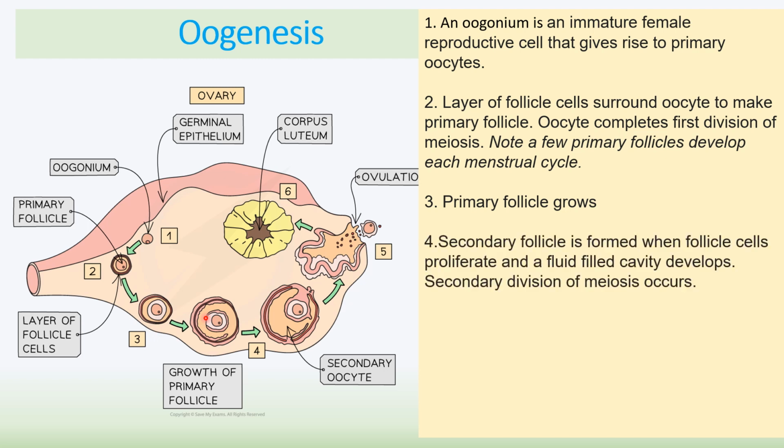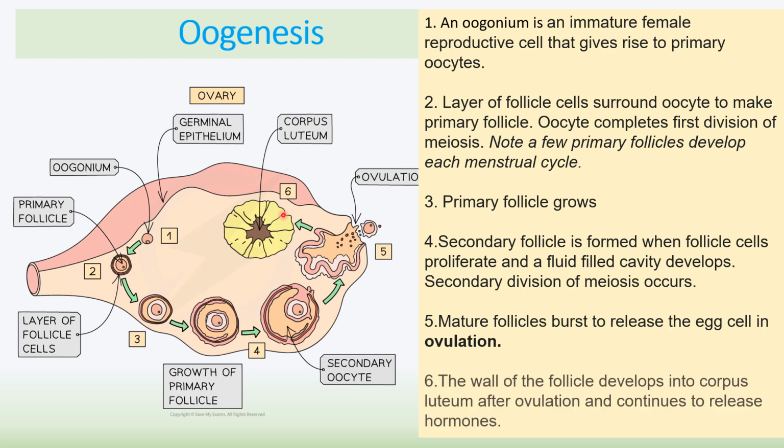And then a secondary follicle is formed when a follicle cell proliferates and a fluid-filled cavity develops. Then the second stage of meiosis occurs. And you can see here it's developing and you get a secondary oocyte as a result. This then leads to a mature follicle which bursts to release the egg in the process of ovulation, and then the wall of the follicle develops into the corpus luteum after ovulation and continues to release hormones which are essential, as we talked about a few minutes ago, such as estradiol and progesterone.